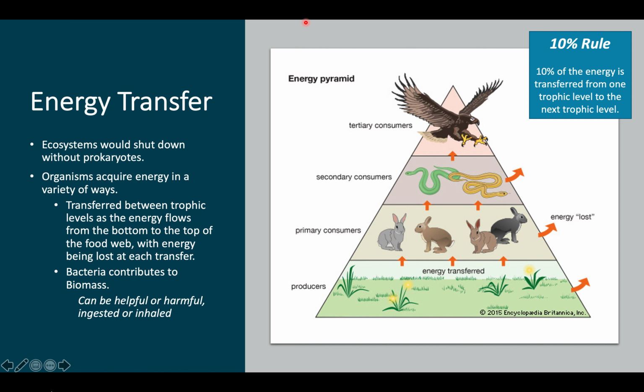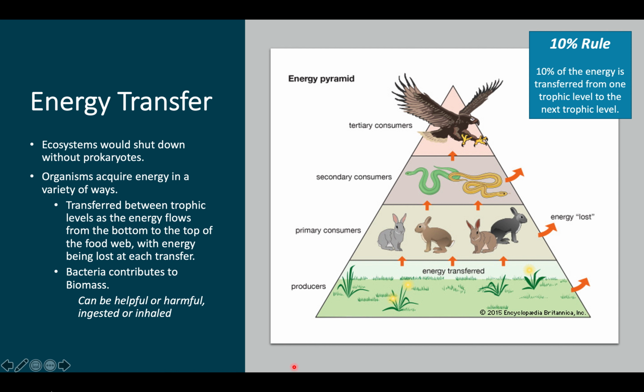So now let's talk a little bit about energy transfer, and I think that this energy pyramid on the right is probably something that you've seen before in previous biology or life science classes. Talking about energy transfer, ecosystems would shut down without prokaryotes, without those very simple cells. Organisms acquire energy in a variety of ways. Sometimes energy is transferred between trophic levels, which would be these levels we're talking about here. The bottom of the pyramid, the two middle sections and the top are considered different trophic levels.